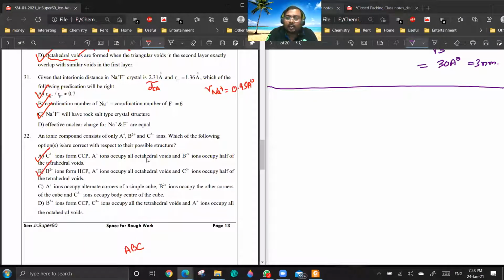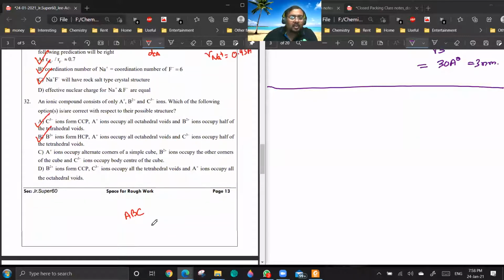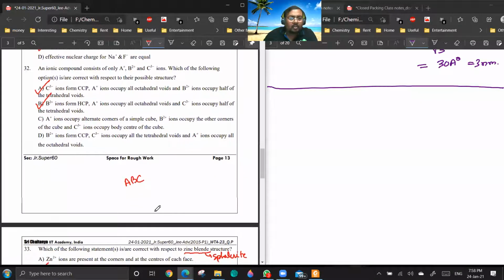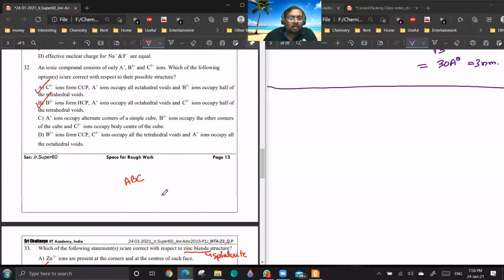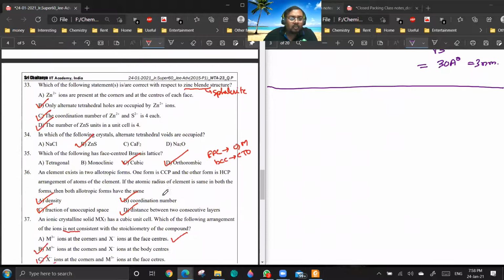Okay. 31 is clear to all of you, yes or no? Yes. Okay. 32? What about 32? No doubt, sir. Okay, this is easy, you have to just check. I think it is ABC if you're talking about the formula of the ionic compound, right? 33 to 37.